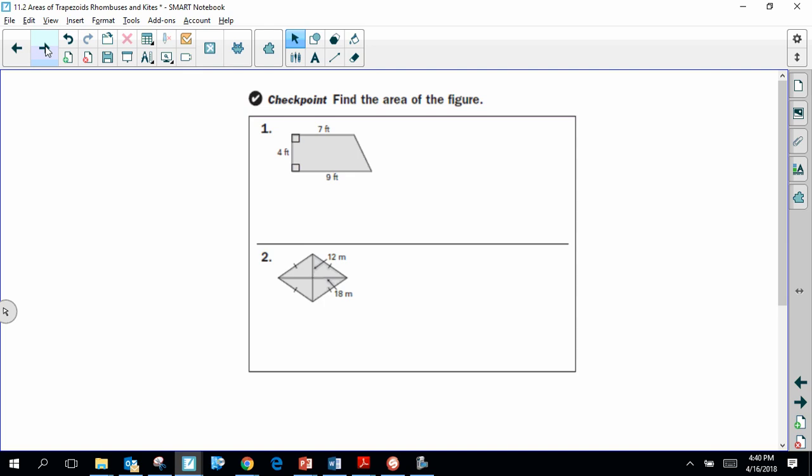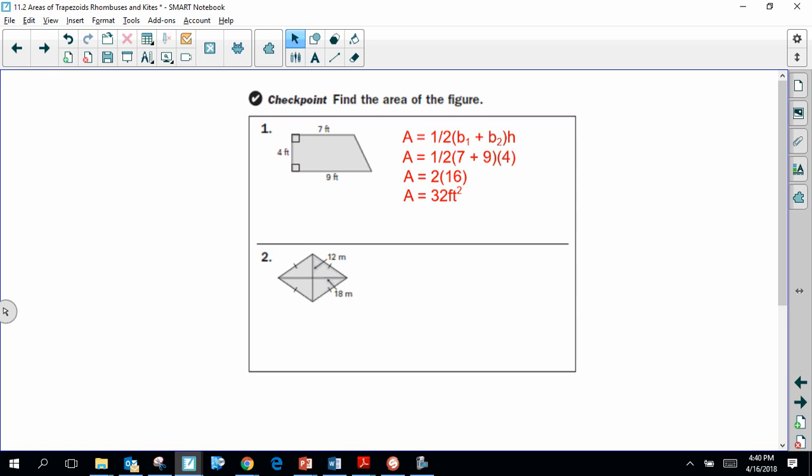All right, so hopefully you've taken the time to work out the equations to find the area of the respective figures. In figure 1, we have a trapezoid. So I'm going to use the area of a trapezoid formula. And anytime you use the formula, write it down. So 1/2 times the sum of the bases times the height. Substitute your numbers. So 1/2 times 7 plus 9 times 4. Well, simplifying, 1/2 times 4 is 2, and 7 plus 9 inside of the parentheses is 16. 2 times 16 gives me an area of 32 feet squared.